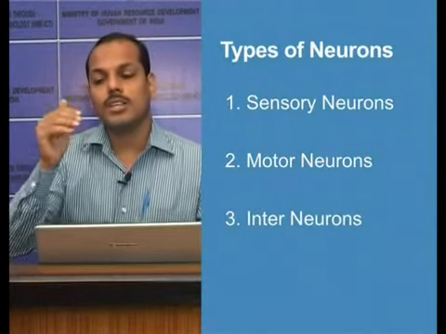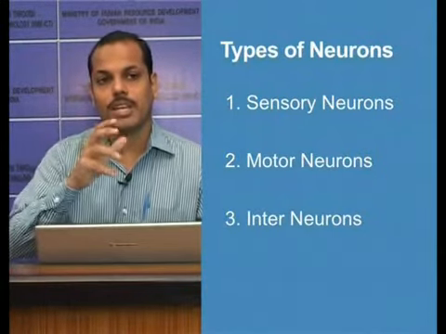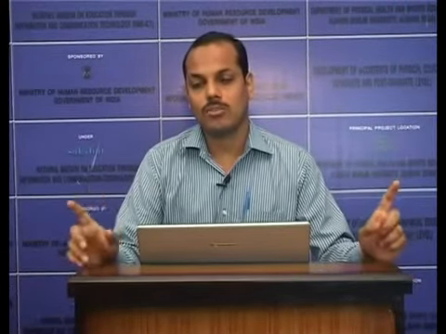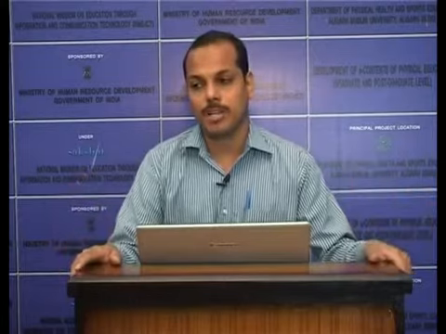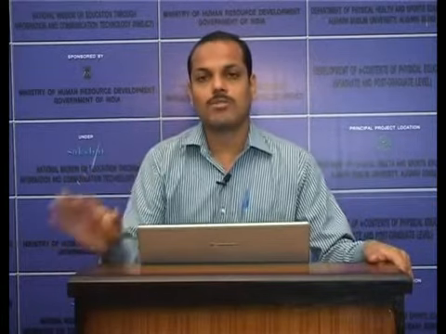And there are interneurons, which carry information between other neurons. It is found only in brain and spinal cord. So there are three types of neurons. The first one is sensory neuron, second one is motor neuron, and the third one is an interneuron.